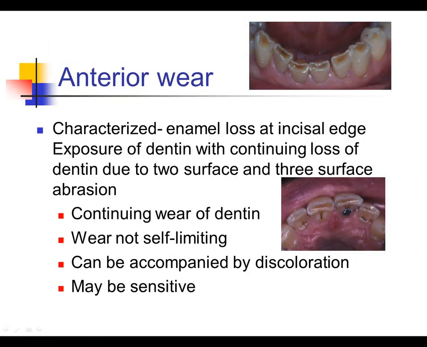So, how do we characterize this anterior wear? Well, we characterize it by enamel loss at the incisal edge, eventually leading to exposure of the dentin. As the enamel continues to wear, the dentin wears at a faster rate due to both two-surface and three-surface abrasion. It continues to wear, it's not self-limiting, and it can be accompanied by incisal edge discoloration as the dentin picks up stain. It may or may not lead to dentin sensitivity.